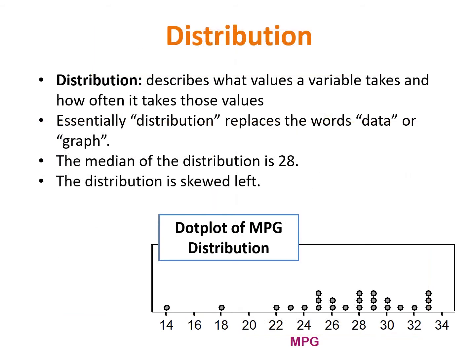A distribution describes what values a variable takes and how often it takes those values. Most of the time in stats, you're going to see some sort of graph and you're going to be asked to describe the distribution. We'll get into the details of that in the next section, but for now, just know that for the distribution, you could look at things like the shape. Are there outliers? How spread out is the data? What's the average or what's the median? We're describing things about the data at that point.